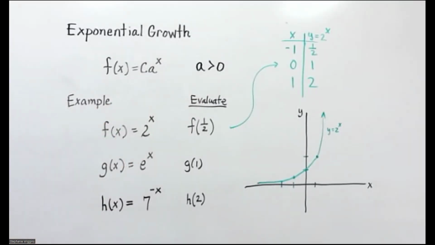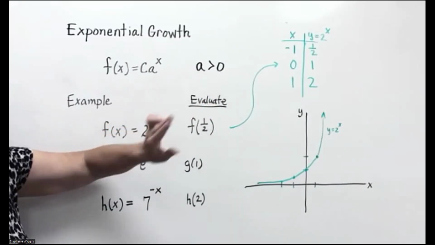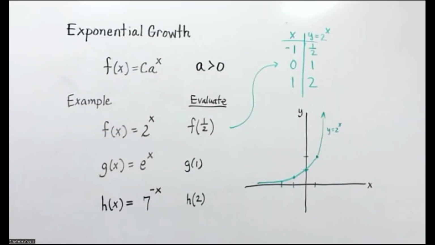You can't have negative constants because then you would have an alternating effect. If the exponent is positive, you'd have a negative, and if it's negative, you would have a fraction, etc. So we keep a greater than 0 to keep things simple.